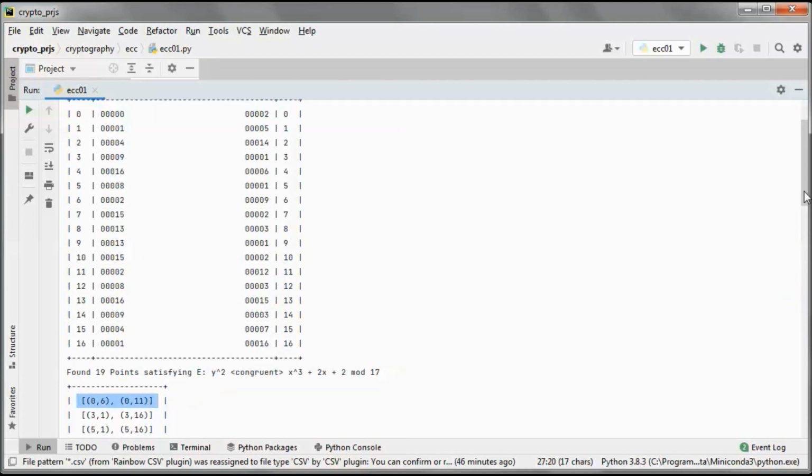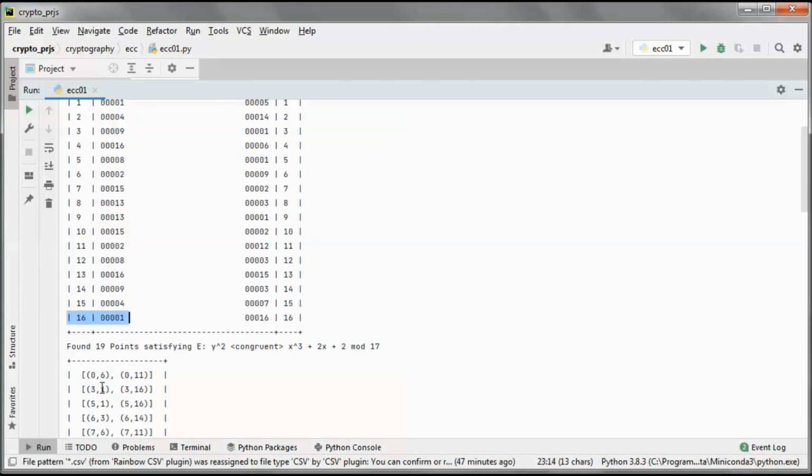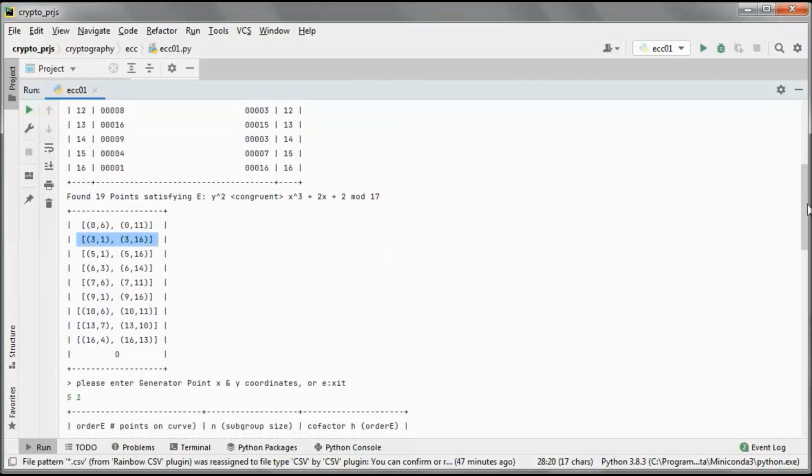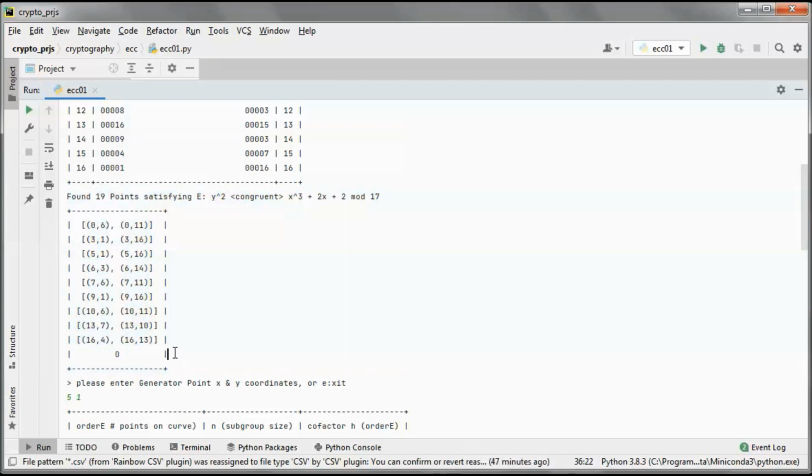And for x equal to 3, we end up with this result, and we have the same result here and here. So we also end up with those 2 points satisfying the equation. So we end up with 19 points that satisfy this equation, including the point at infinity, O.